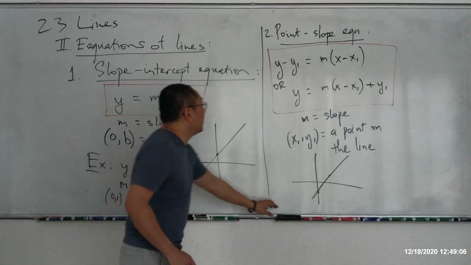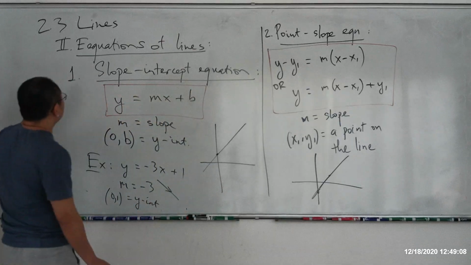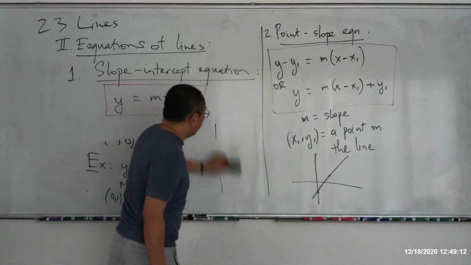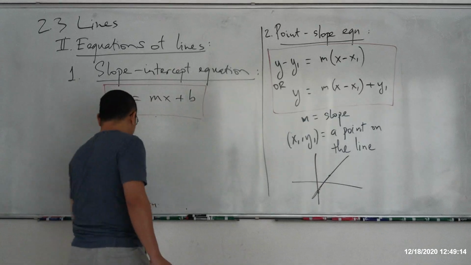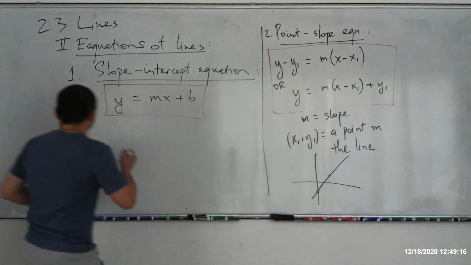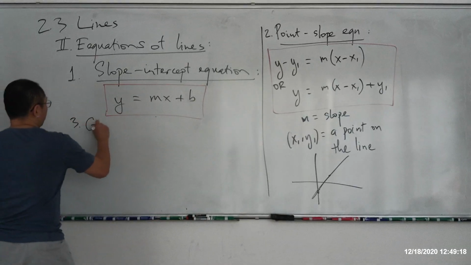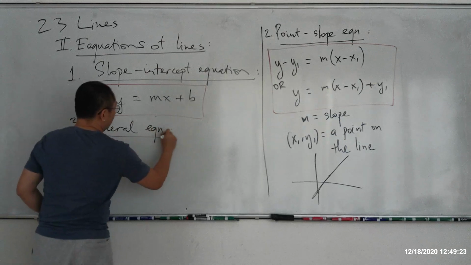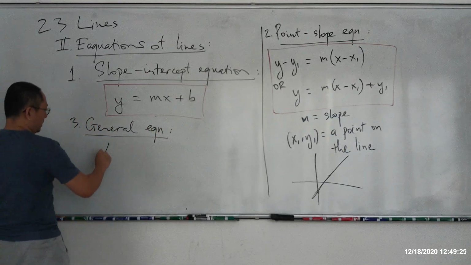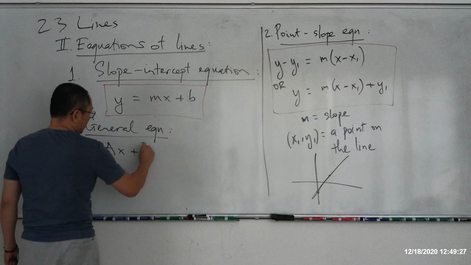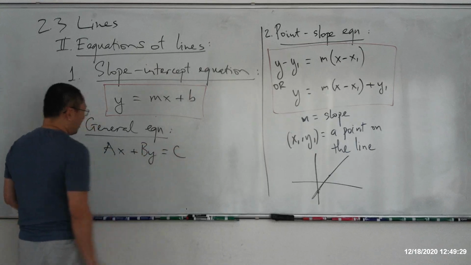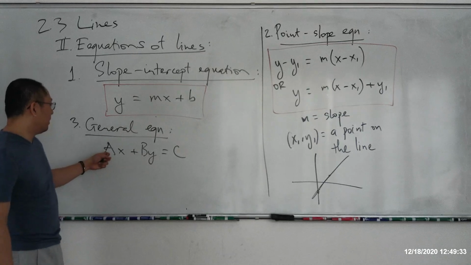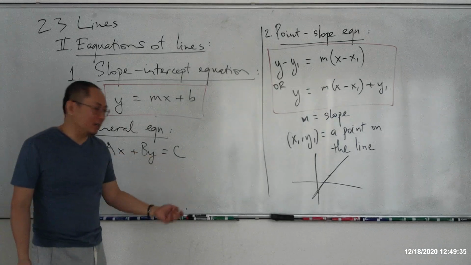Okay. And then the third type of equation of the line is called the general equation. Number 3, general equation. Okay, it's written like this: ax plus by equal to c. I don't know why our books capitalize ABC, but you can write lowercase a, lowercase b, lowercase c. Doesn't matter. Okay.